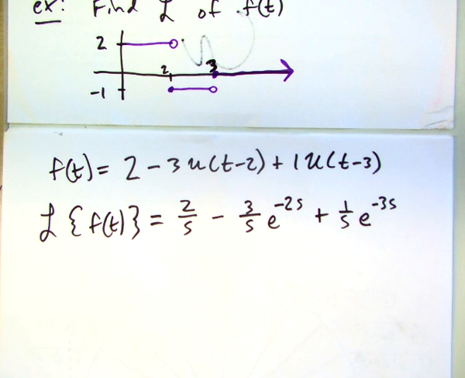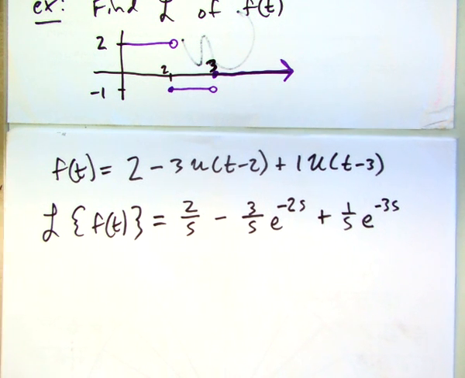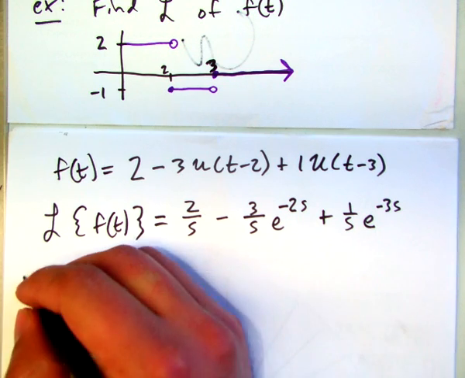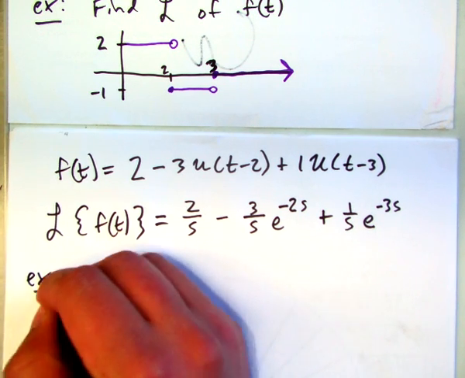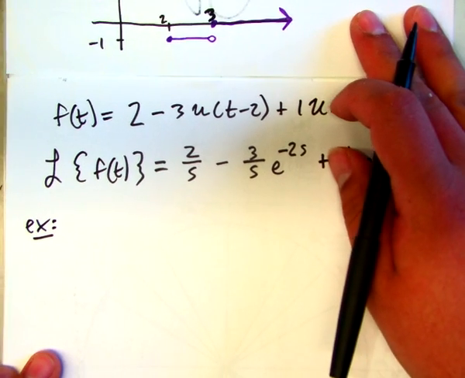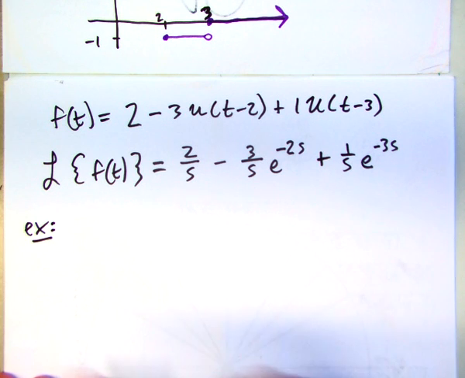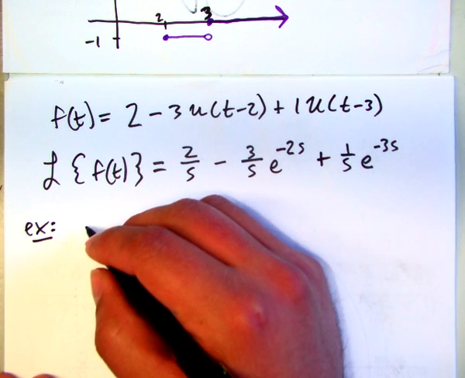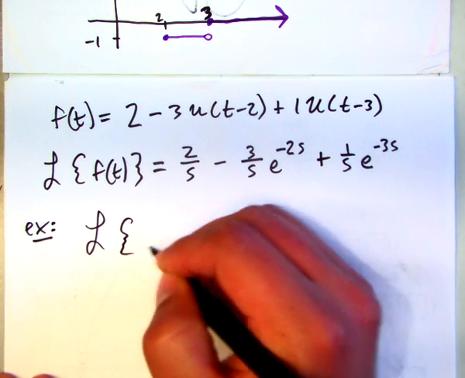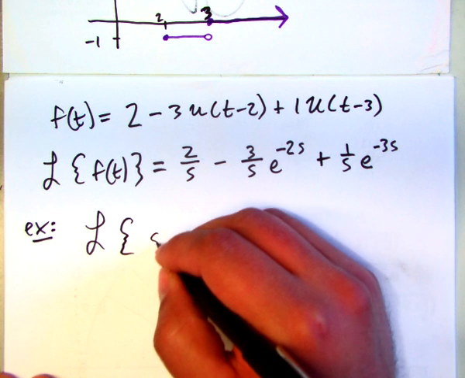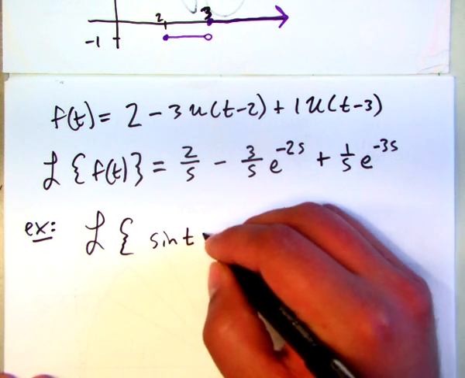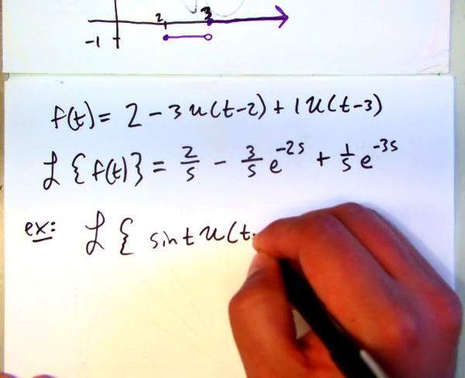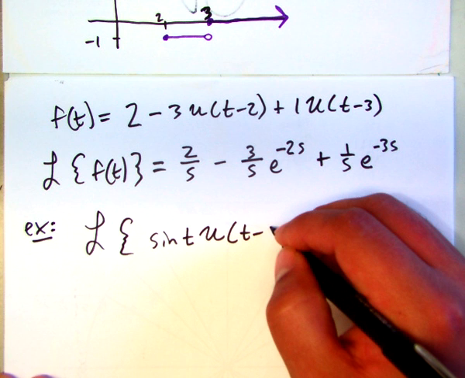Okay, are we kind of comfortable here with this? Unit step function notation, second translation theorem. Let's see what happens when it's not quite set up so nicely for us. Let's say we want to find the transform of sine of t times unit step function of t minus 2 pi.